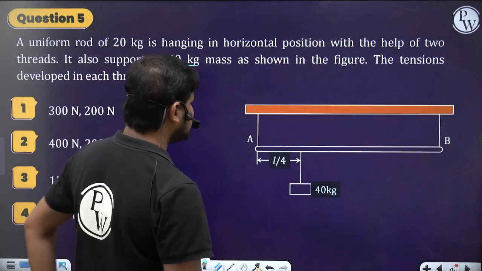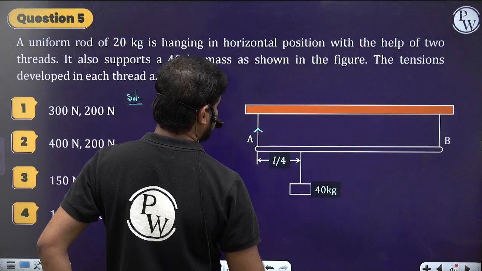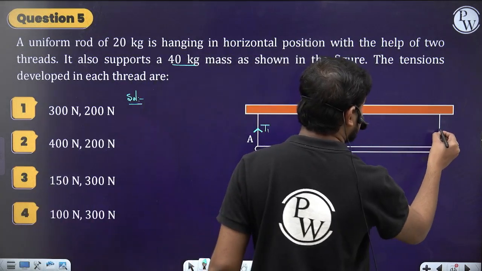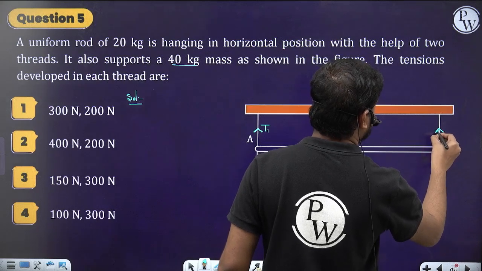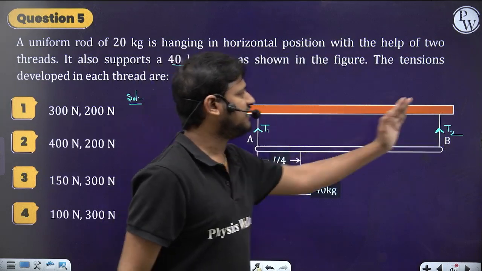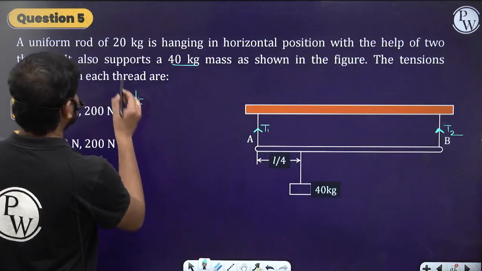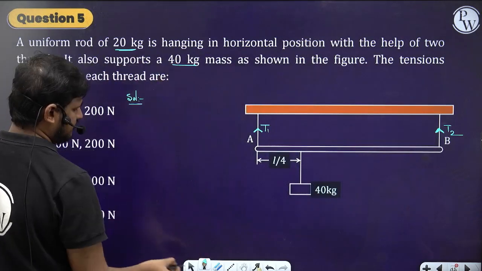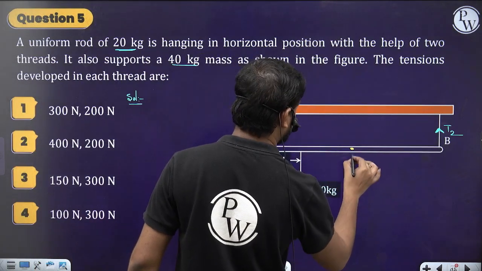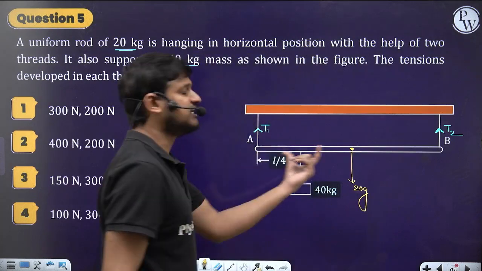Okay, the first thing: here the tension will be T1 away from the point of contact, and here let the tension be T2, because these two strings are different. So the tensions are T1 and T2. Now this is a 20 kg rod. Where will this 20 kg act? Its weight 20 G will act at the center of mass.